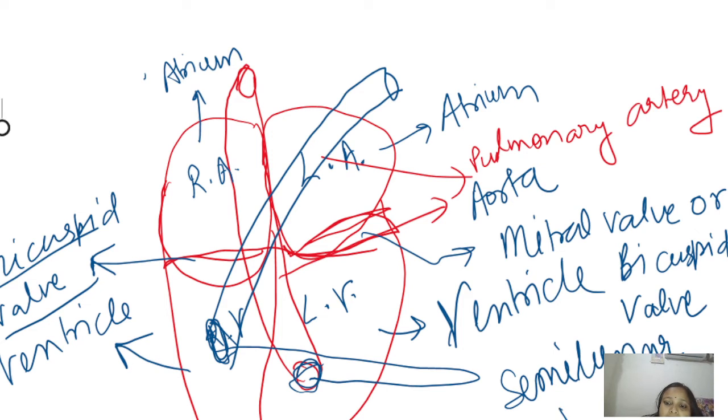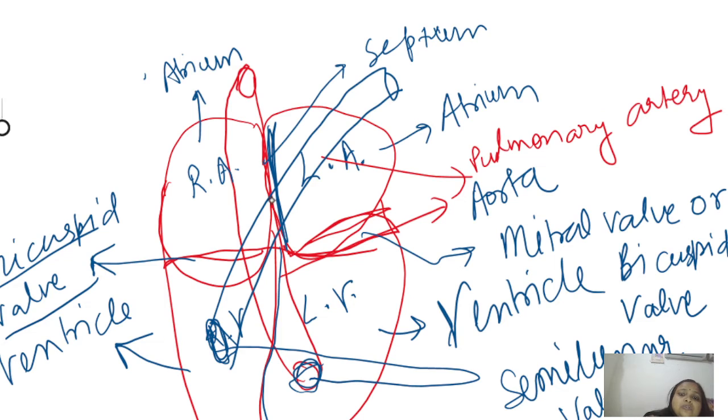These are the structures, and here also one valve-like structure is present, and these are called the semi-lunar valve. Okay, here one septum. This is called the interauricular septum, and this is called the interventricular septum. So we have studied different parts of the heart. Here is the structure. This is called the vena cava, pre-vena cava, post-vena cava. Okay. Now we are going to study how the heart works.